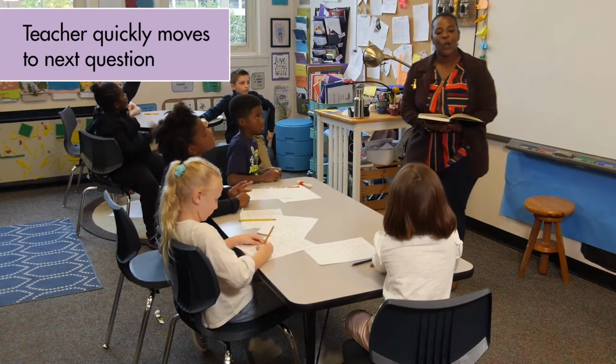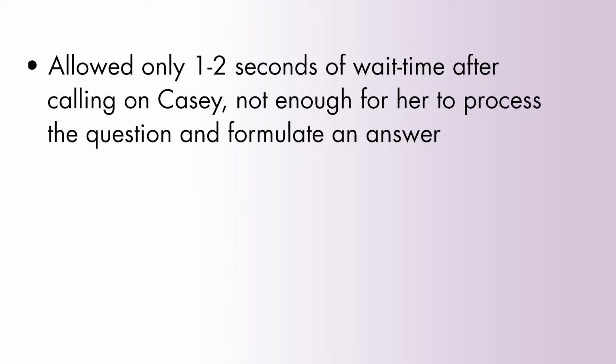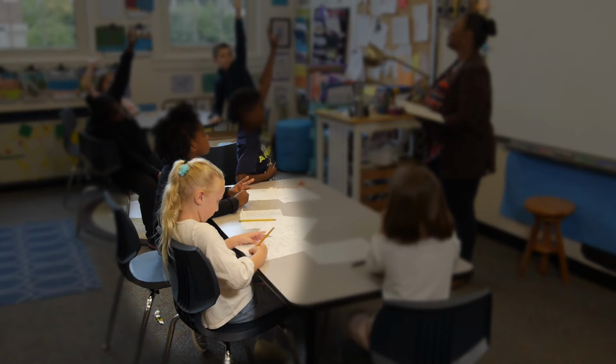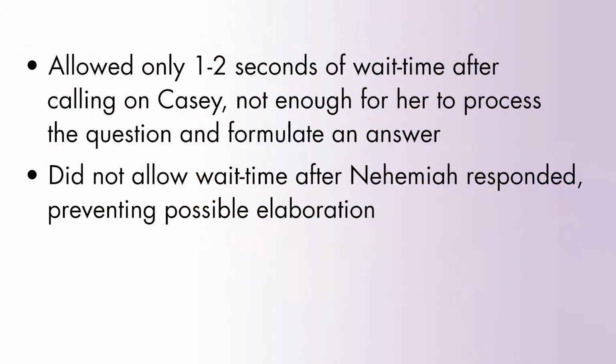To review, the teacher did not implement adequate wait time. Instead, she allowed only 1 to 2 seconds of wait time after calling on Casey, not enough for her to process the question and formulate an answer. Note how Casey disengaged from the discussion at this point. And she did not allow wait time after Nehemiah responded, preventing possible elaboration.